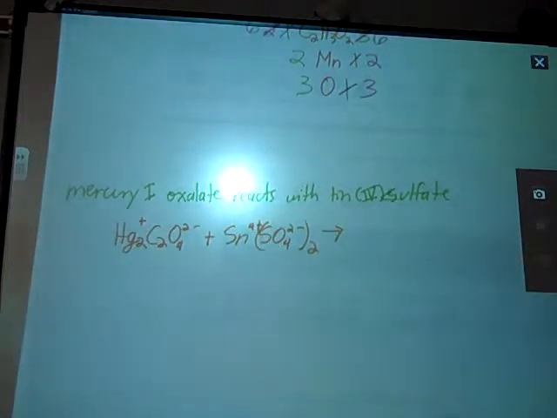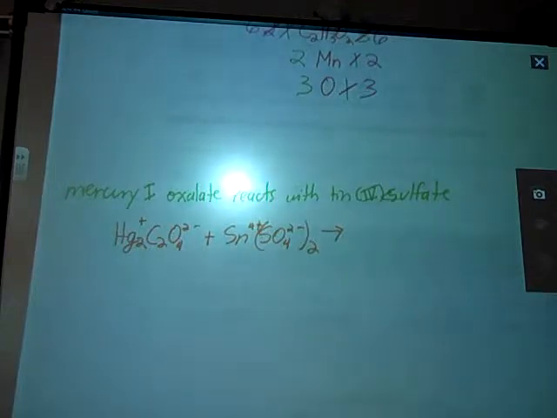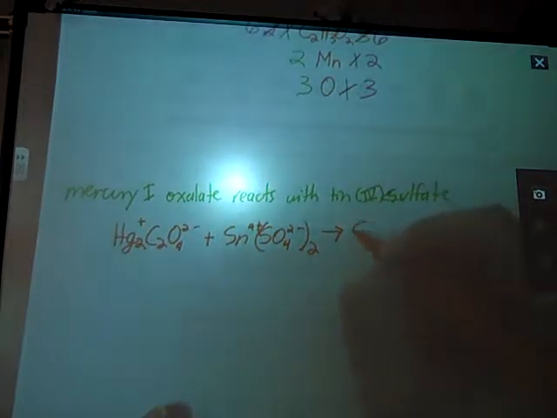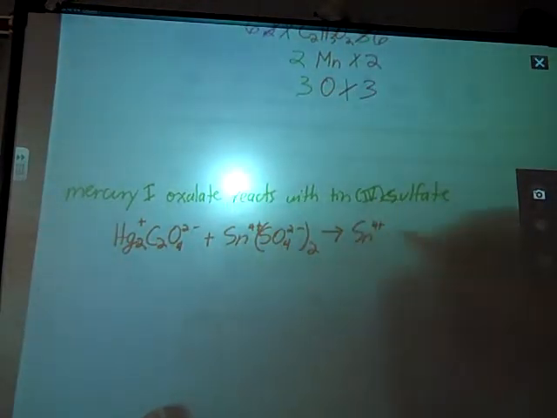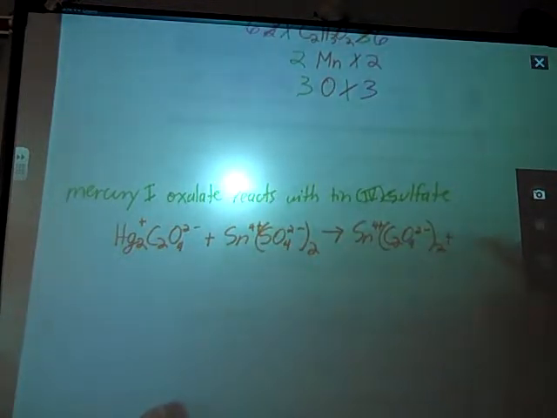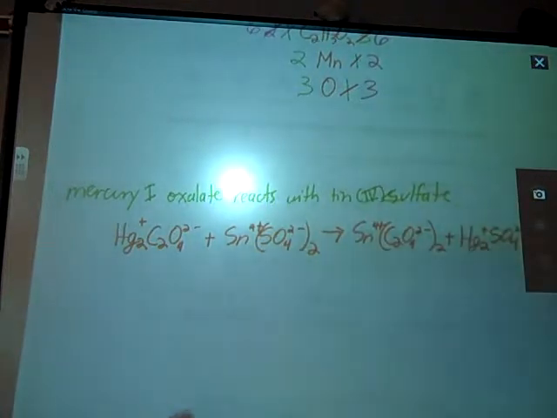What type of reaction is this? Go back, look at your notes. I have 2 compounds. So this is going to be one of our double replacements. Do-si-do. So the tin with his 4+ charge is going to go with the oxalate, 2-. Whoa. Now it equals 0. Plus mercury with his +1 charge goes with the sulfate. I'm going to need 2 of the mercuries to take care of that sulfate.